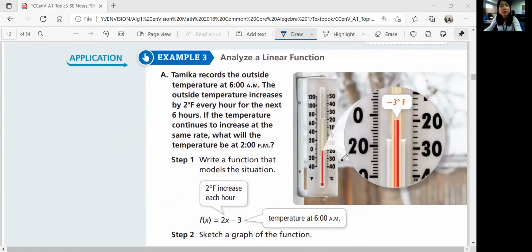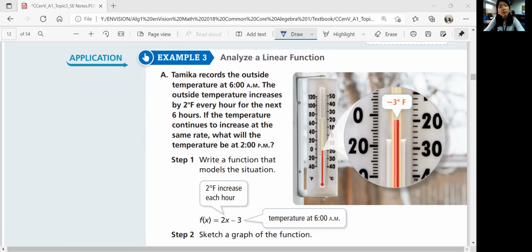Let's look at example 3 on the next page. Analyze a linear function. Tamika records the outside temperature at 6 a.m. The outside temperature increases by 2 degrees Fahrenheit every hour for the next 6 hours. If the temperature continues to increase at the same rate, what will the temperature be at 2 p.m.? Okay, now we have a word problem, but don't freak out. We're going to take it step by step.